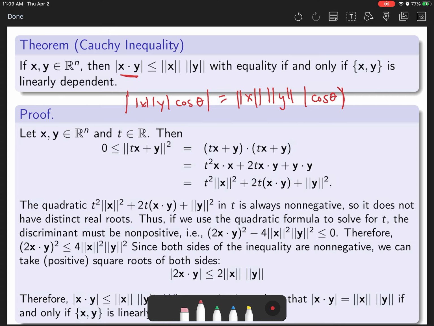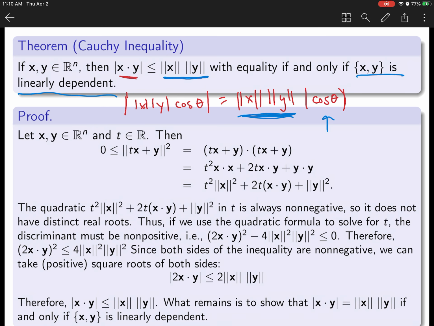And you can see here that this part's exactly the same. The only thing that's different is this cosine part, and the absolute value of the cosine of theta is only 1 when those vectors are pointed in exactly the same direction or exactly the opposite direction, meaning that they would be linearly dependent. So that's probably the easier way for me to think about the Cauchy inequality. This quadratic stuff's not bad, but it's just long.